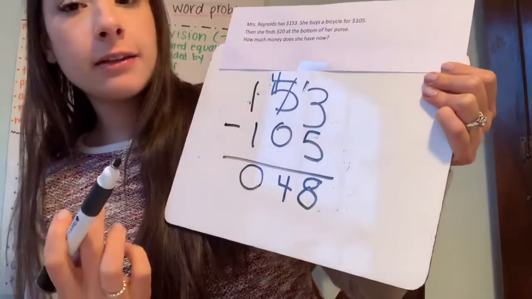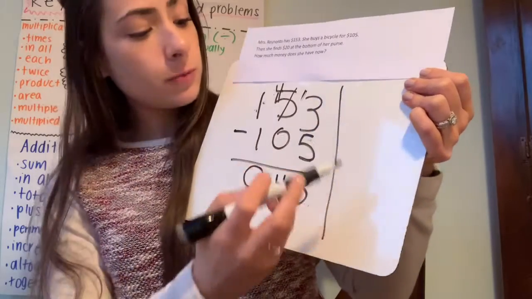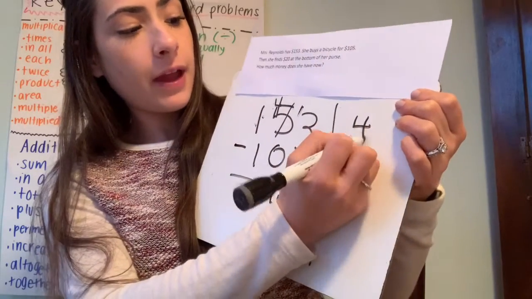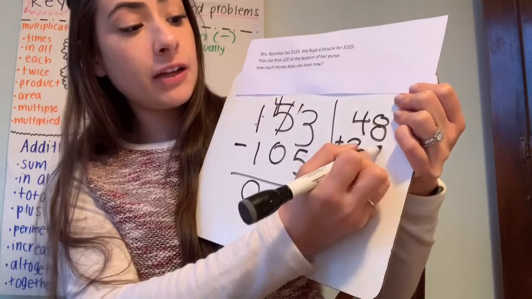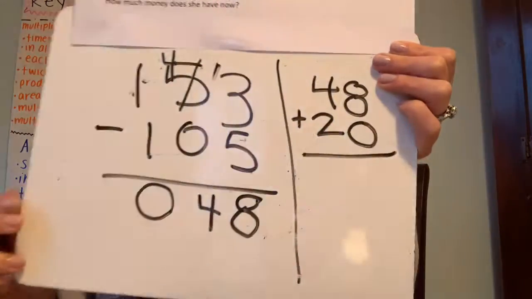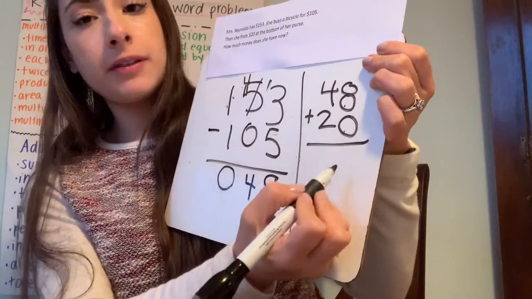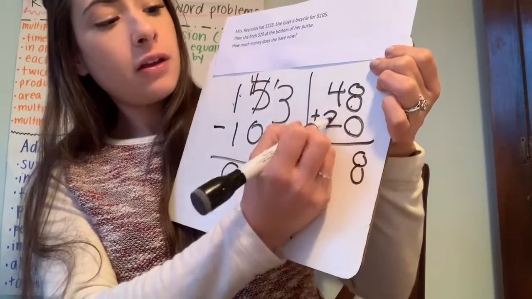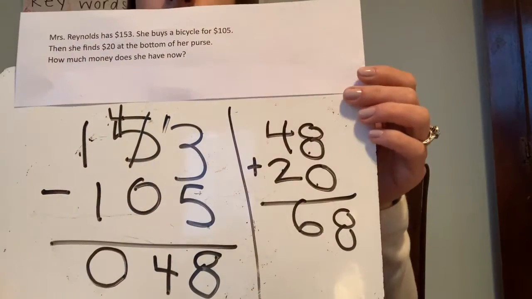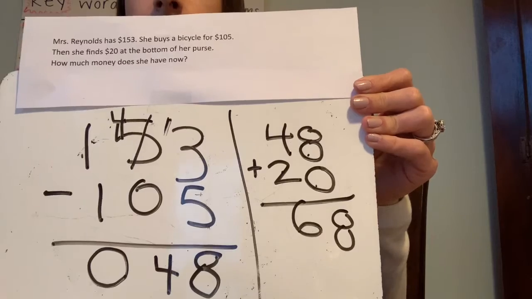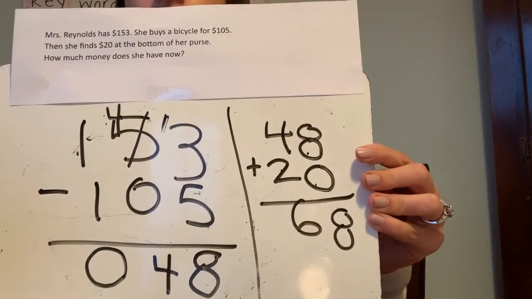But then she finds $20 at the bottom of her purse. So this is where step 2 comes in. If we have $48 and we find 20, we're going to add to our total amount of money. So 8 plus 0 is 8. 4 plus 2 is 6. So how much money does she have now? She has $68 now.